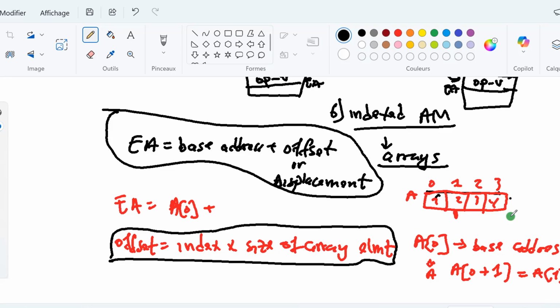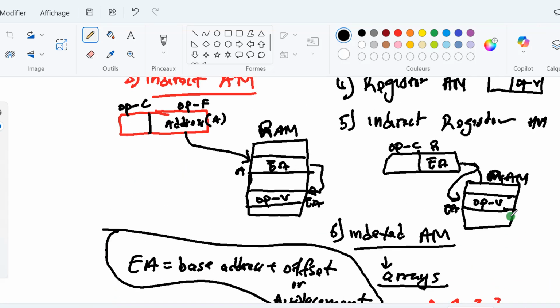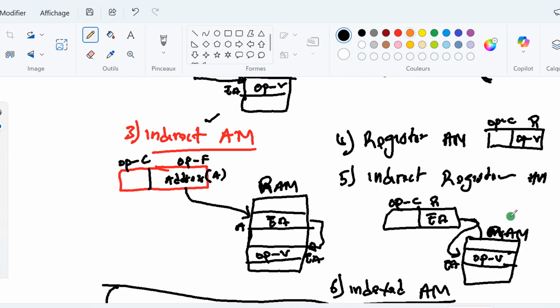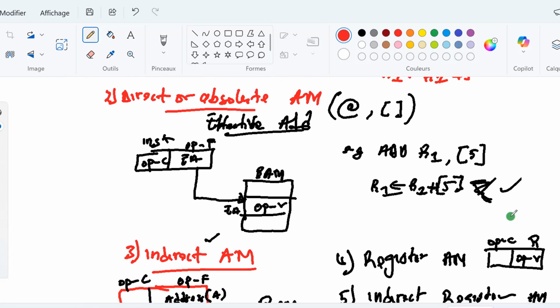So after knowing this, now it's okay. So we go now to the next part, which is how to represent this. Generally, this is how the thing is represented. I'll show you how to represent immediate with hashtag, direct with this square bracket. Now, generally, index addressing mode is represented using 2 square brackets like this. I think everybody knows the meaning of 2 square brackets.